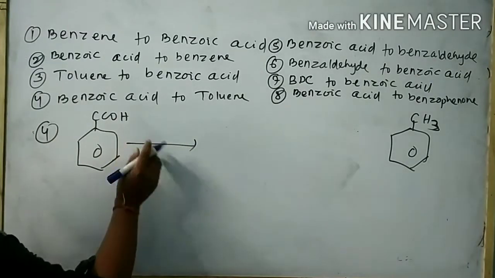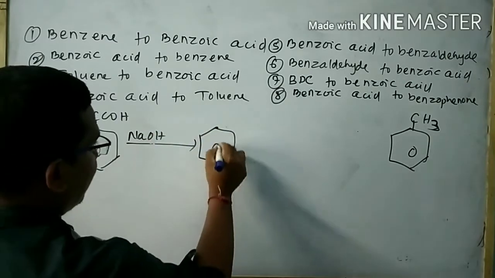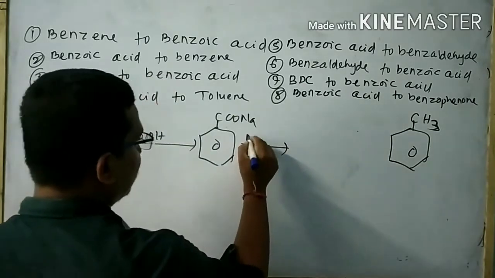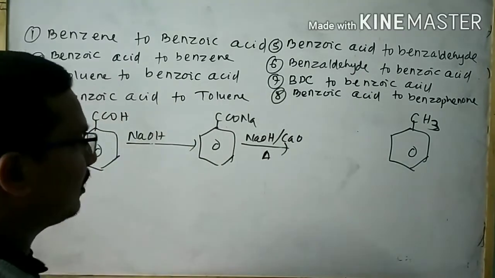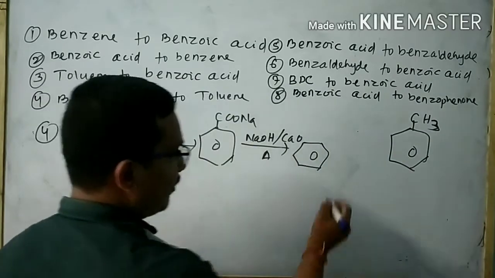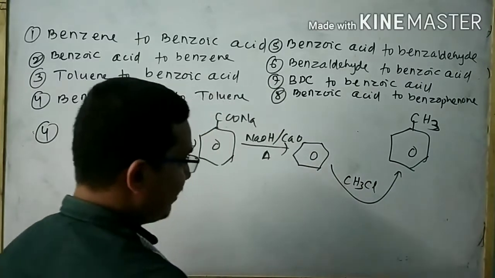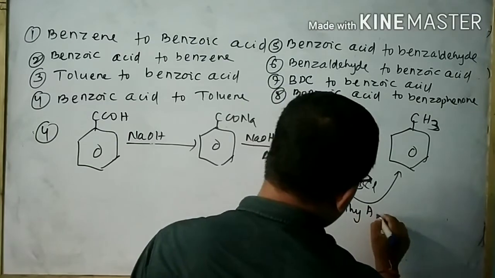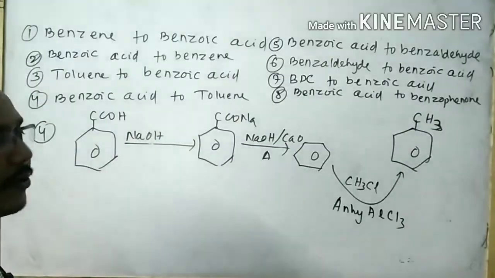Benzoic acid is subjected to reaction with sodium hydroxide. Sodium benzoate is formed. Sodium benzoate is subjected to reaction with sodium hydroxide in the presence of calcium oxide, heat is given, that is said to be the Dumas method. Then benzene is formed. Again, benzene undergoes Friedel-Crafts alkylation, that is, benzene is subjected to reaction with methyl chloride in the presence of anhydrous AlCl3. Then methyl benzene, that is toluene, is formed.